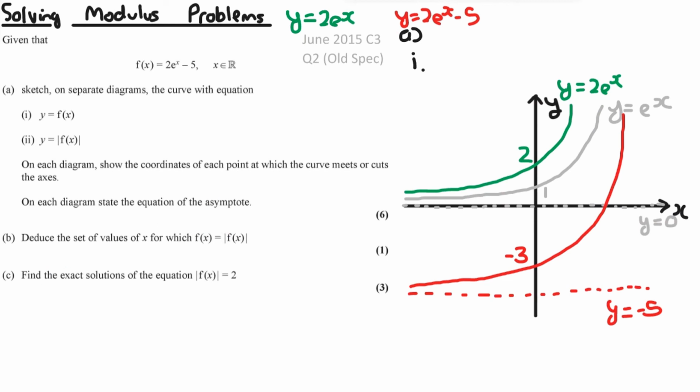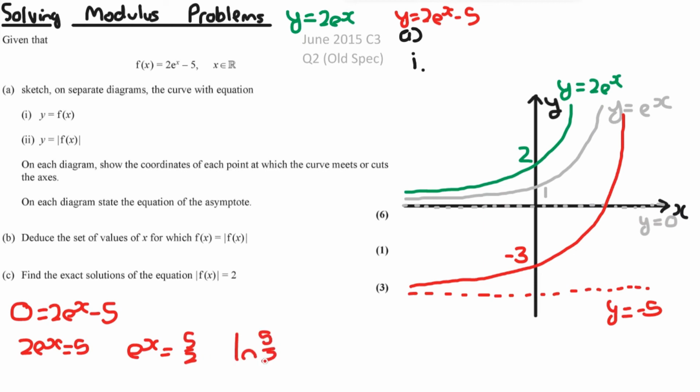So y is equal to 0, so it's just going to be 0 is equal to 2e to the power of x minus 5, so it's going to be 2e to the power of x is equal to 5, so it's going to be e to the power of x is equal to 5 over 2, so it's going to be the natural log of 5 over 2 is equal to x. So this root here is the natural log of 5 over 2. And then this is the final answer, where this is y is equal to f of x. This is the sketch of the graph.